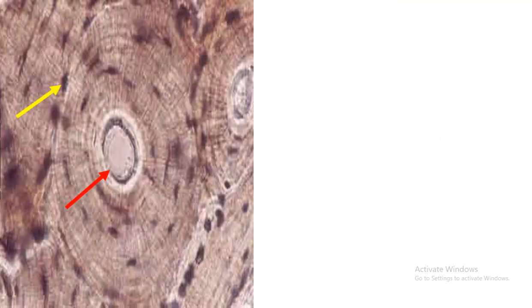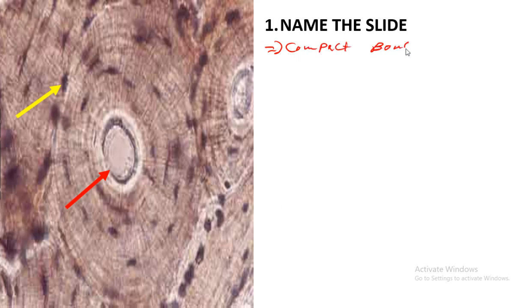If we look at our first slide, we have been asked to name the slide. The name of this slide is just a compact bone. The reason why we are saying that it's a compact bone is because of the presence of the Haversian system. This whole thing is just the Haversian system, and if you observe, it has the Haversian canal. The other thing that can help you to notice that this is the compact bone is also due to the presence of the cells which are in here, which are the osteocytes, and these osteocytes are in the lacuna.